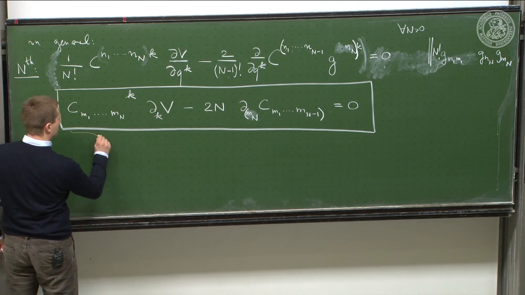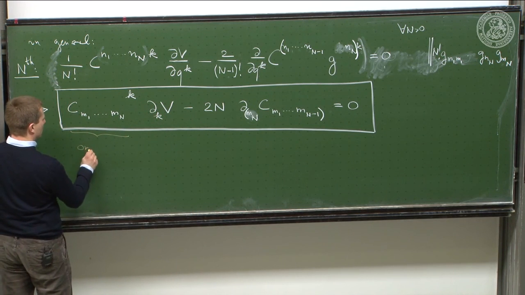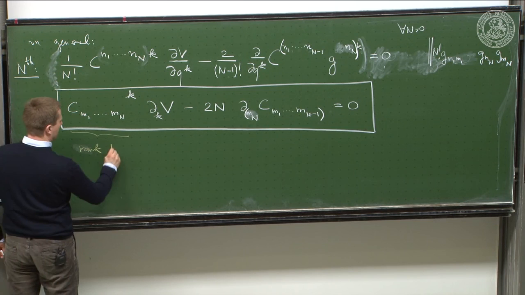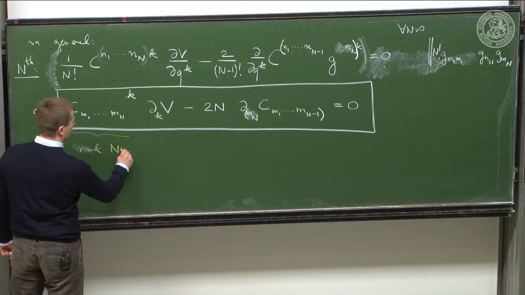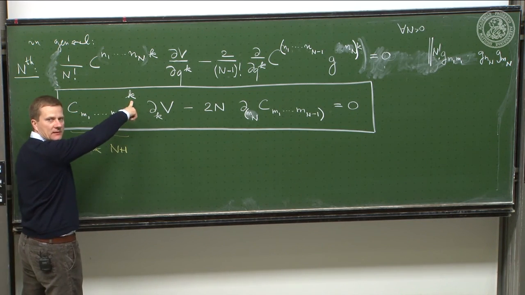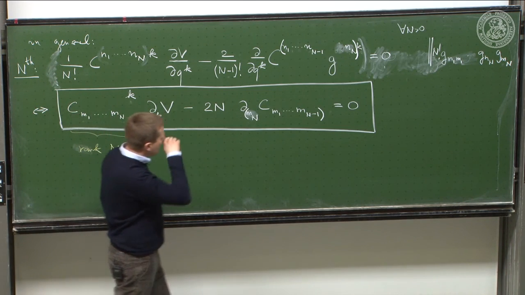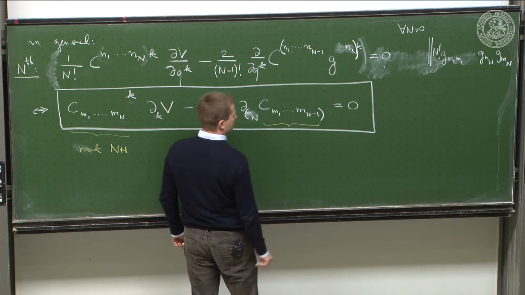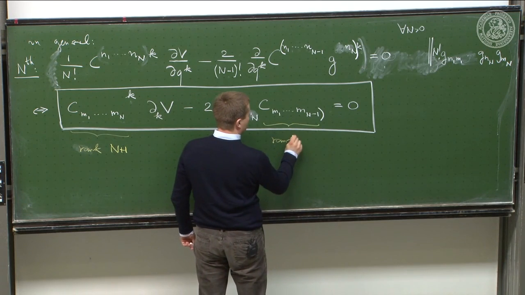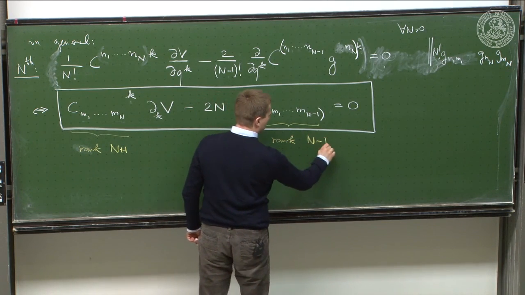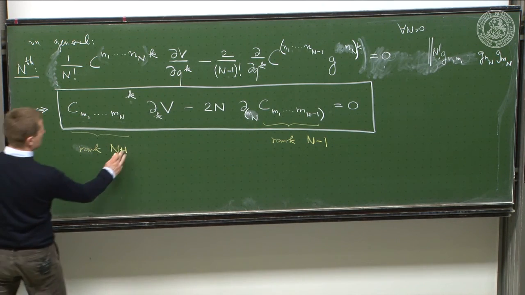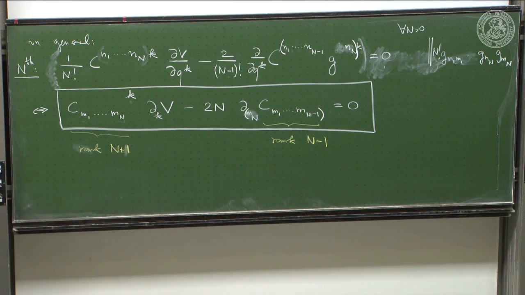This guy here is of order, well, now I mean by a rank, let me call it rank, of rank capital N plus 1. N plus 1 up here, don't forget it. And this coefficient here, whose derivative we take, whose totally symmetrized derivative we take, is of rank N minus 1. So there's a gap of ranks of 2 between these two.